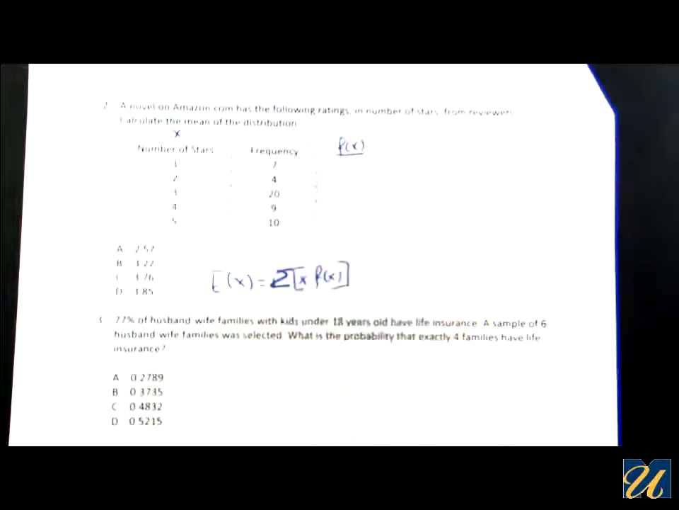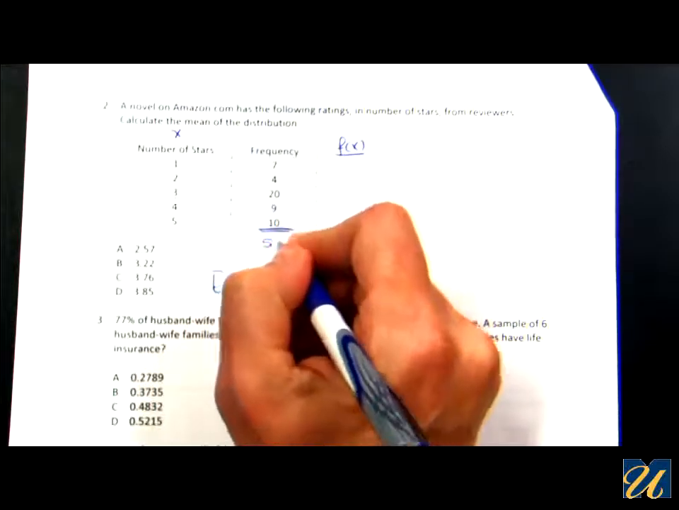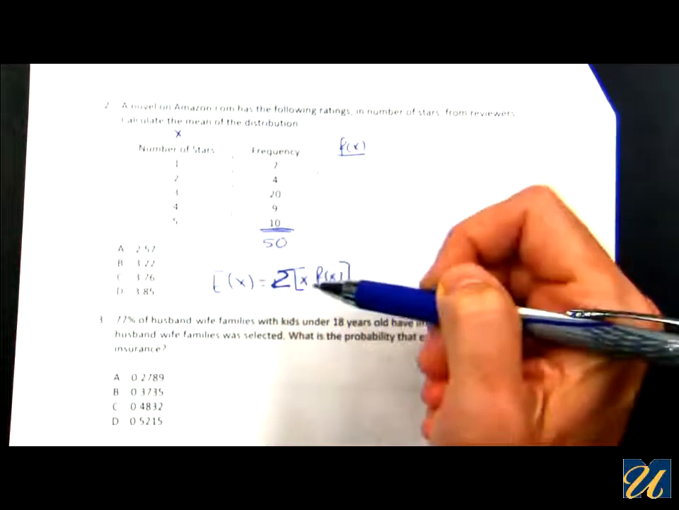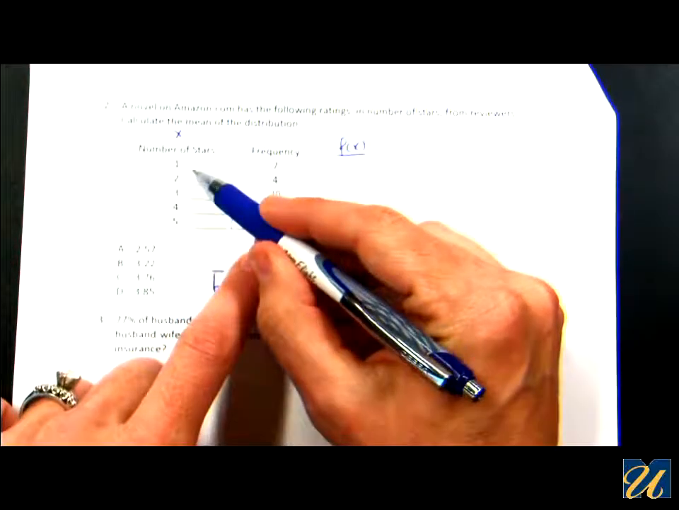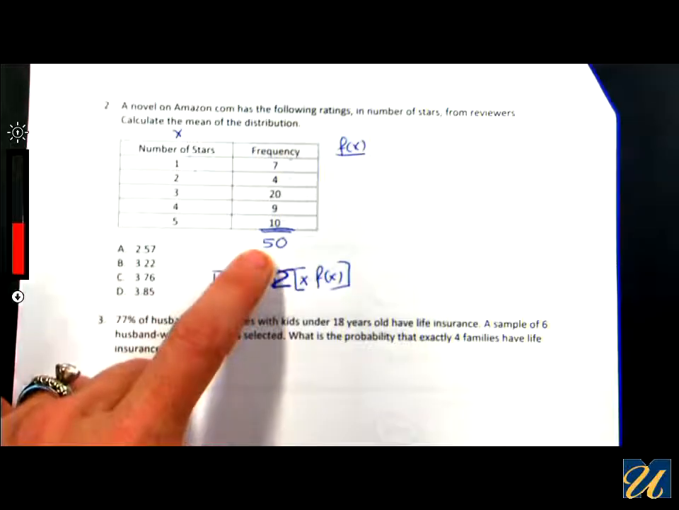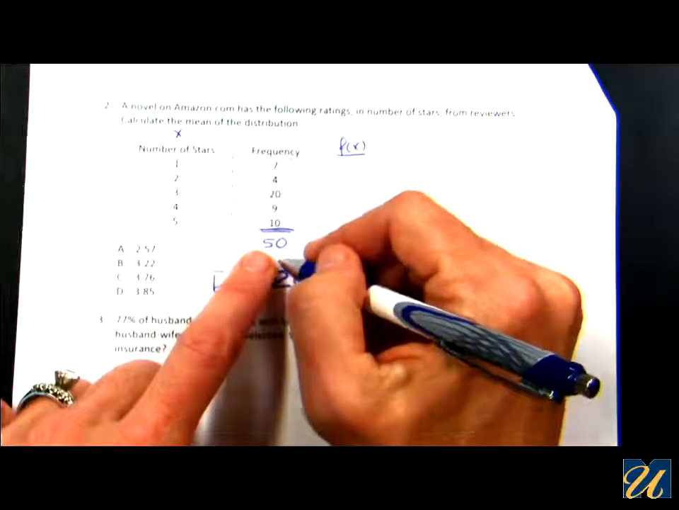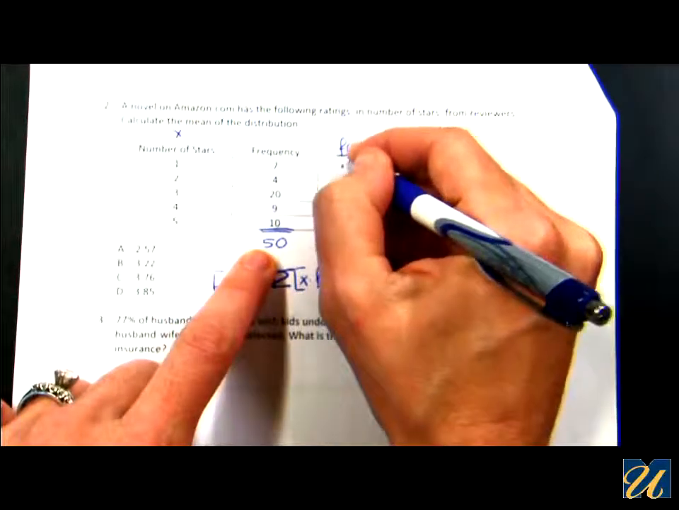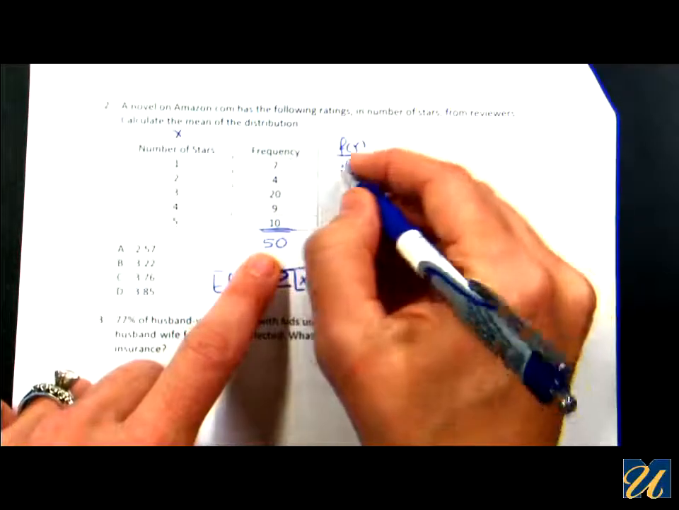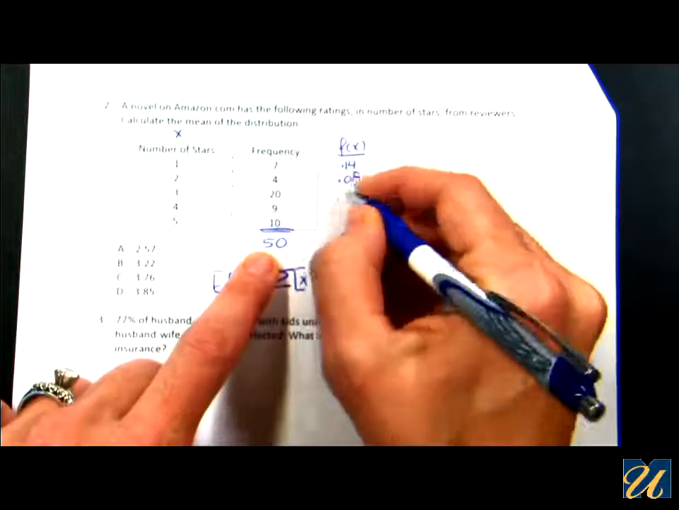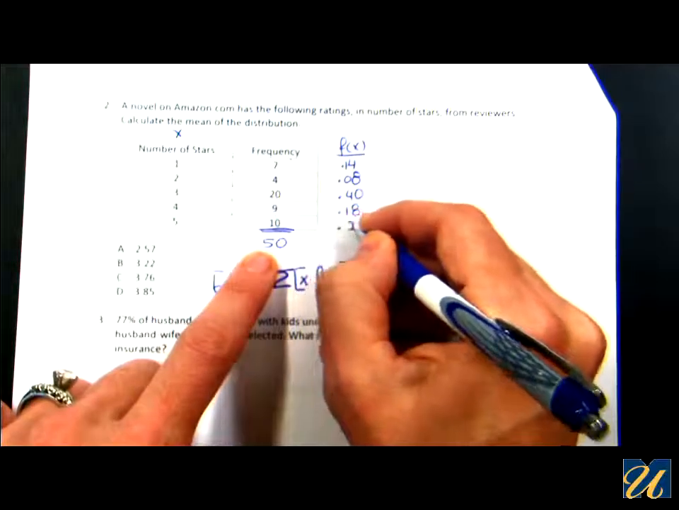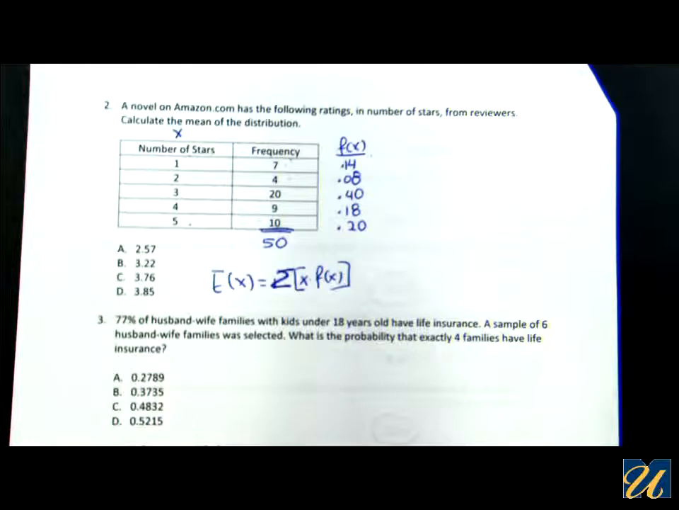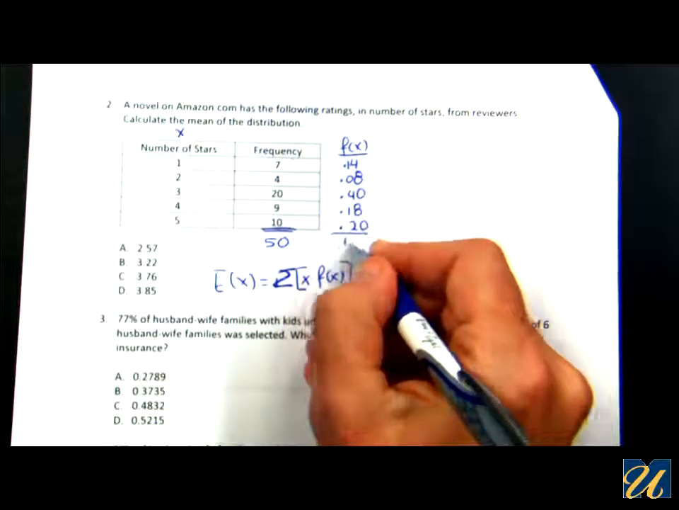To find f of x, the corresponding probabilities, we are given the frequencies. The total number of the frequencies is equal to 50. So we will calculate the relative frequency, which is the probability, for each outcome. So for the first outcome, the probability will be 7 over 50, which will be 0.14. 4 out of 50 for the second one, 0.08, 0.4, 0.18, and 0.2. They add up to 1.